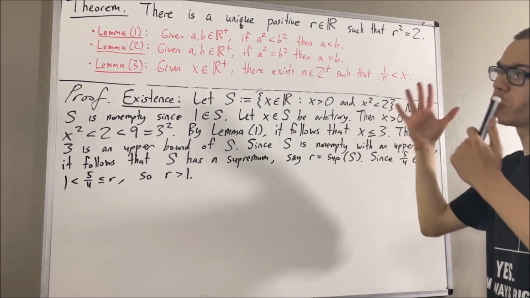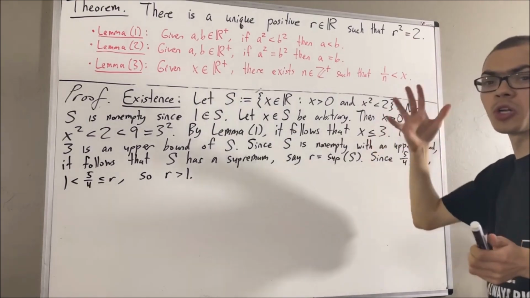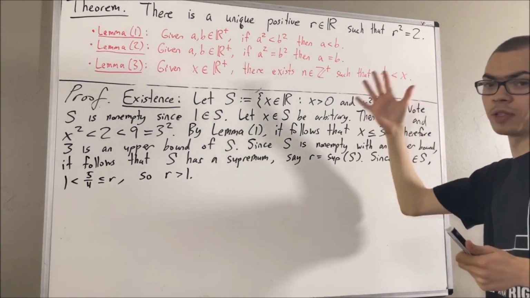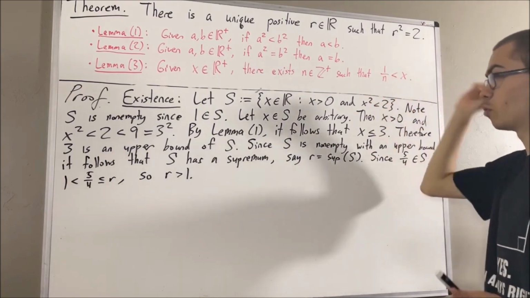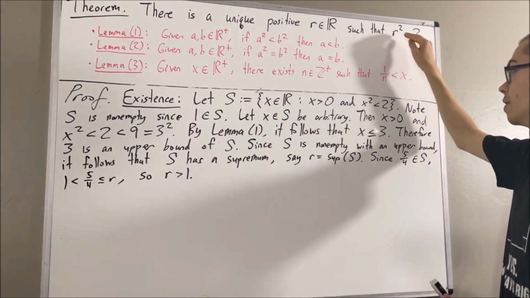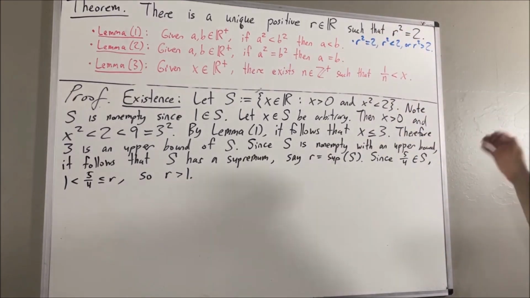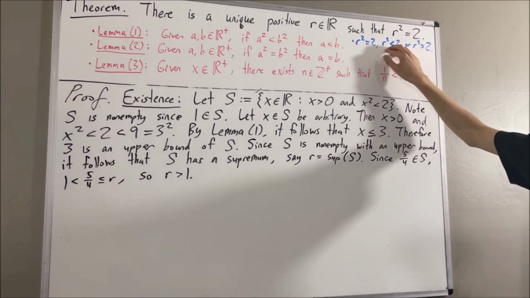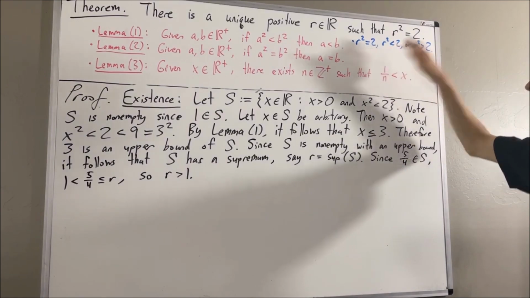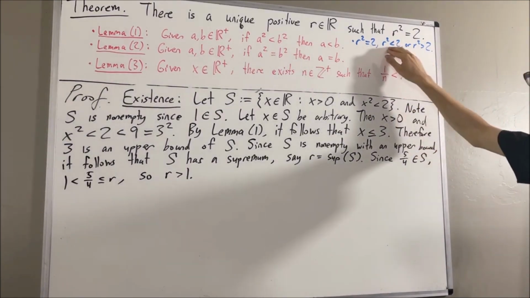What we're going to do is eliminate the possibilities that r squared is less than 2 and r squared is greater than 2, so that we're left with only one possibility, and that is r squared is equal to 2. So let's first eliminate the possibility that r squared is less than 2. So, assume for a contradiction, r squared is less than 2.